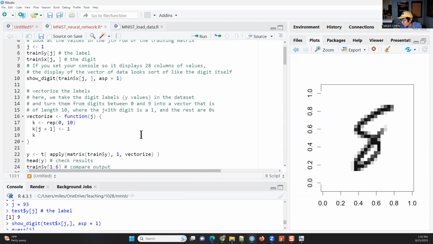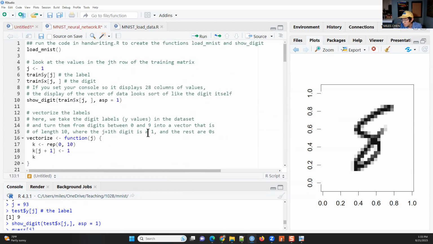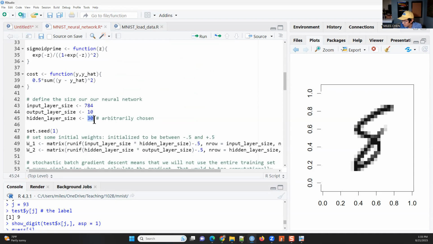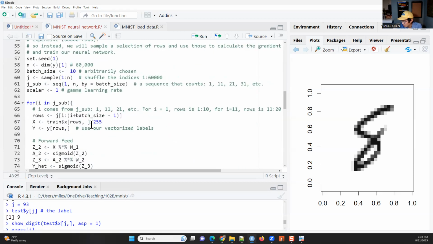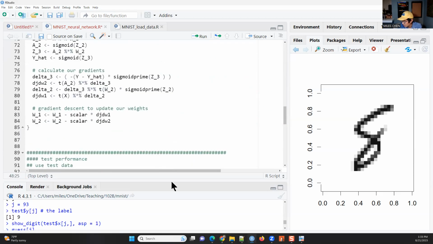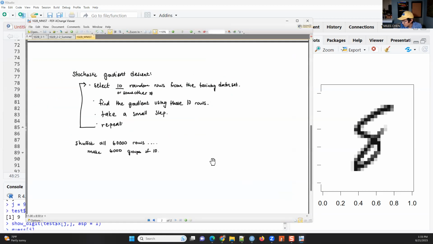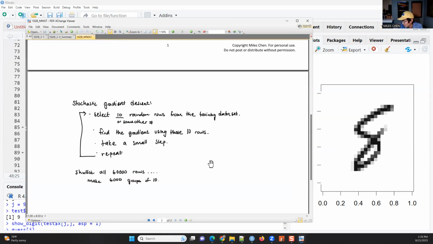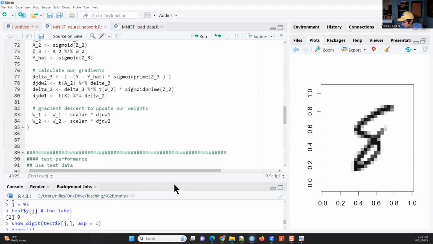And again, this was just a very simple neural network where we just did matrix multiplications, one hidden layer with 30 nodes in it, and then we just did a gradient descent. Okay. And that's actually all I have for today. I just wanted to show gradient descent and the neural network for the MNIST training data set.